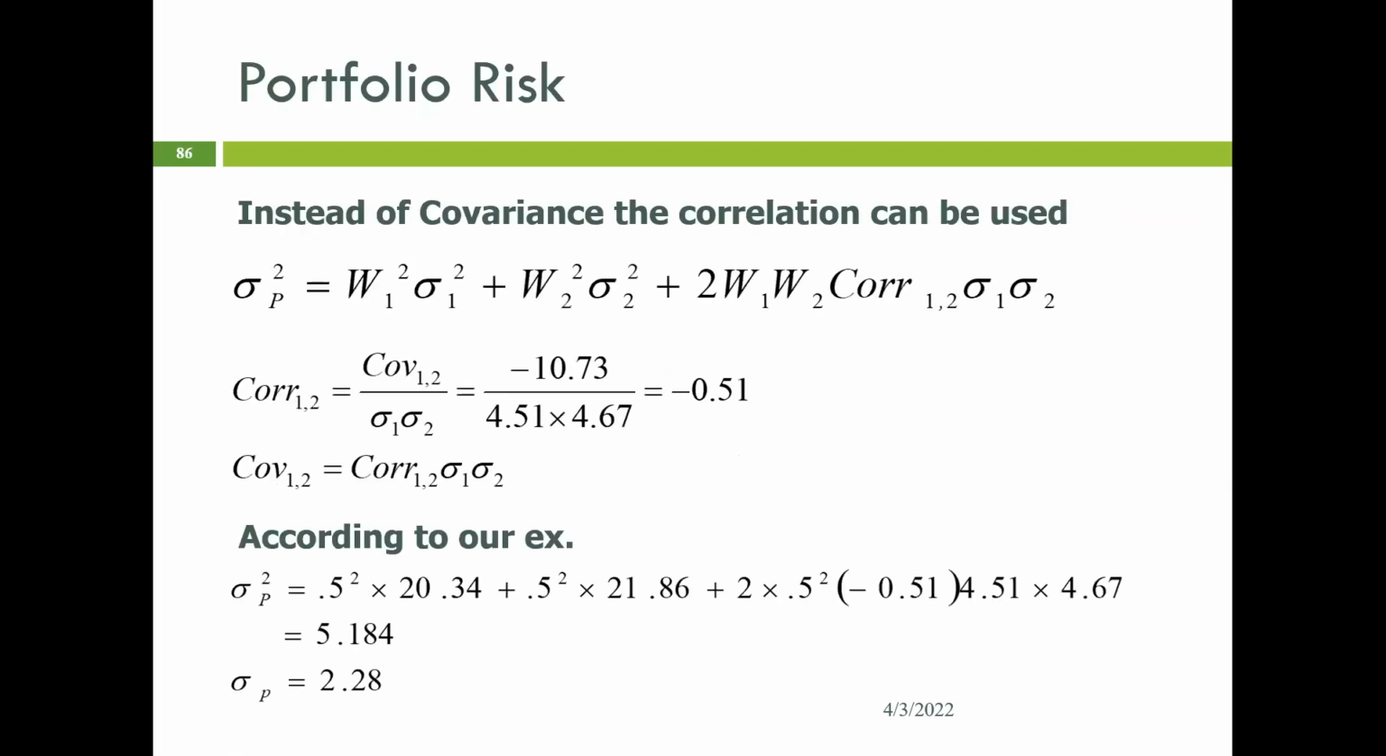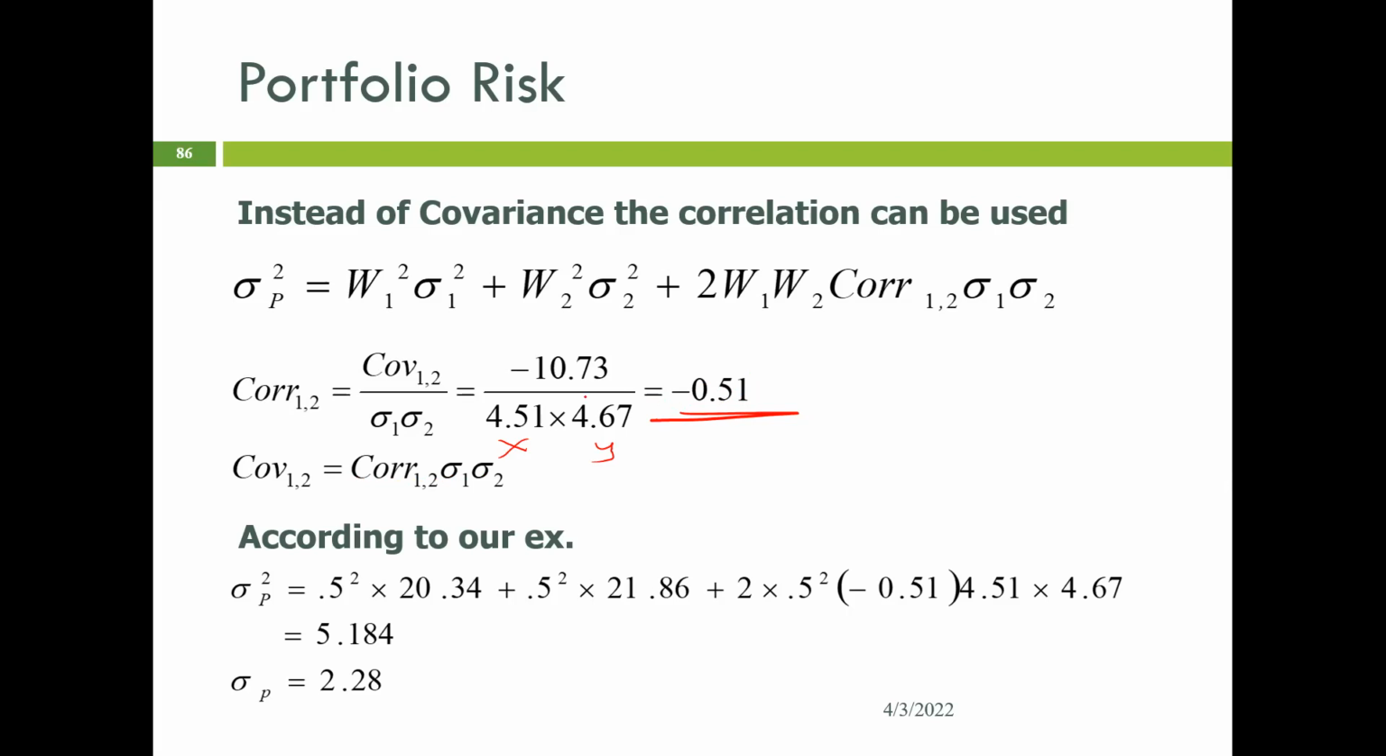So if you calculate the correlation coefficient for our example, you can see it is minus 0.51. I have given the answer, so you can just use the calculator and check whether you are getting this number. Our covariance was minus 10.73, this is standard deviation X, and this is standard deviation Y. So it is not perfectly negative. The correlation coefficient is less than 1, that is minus 0.51.